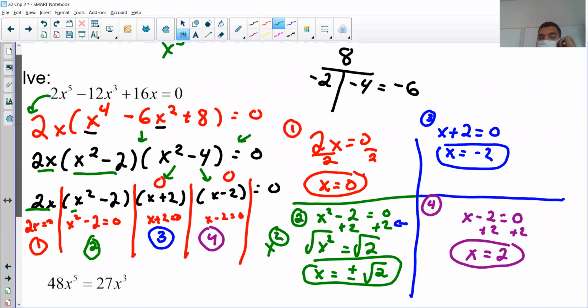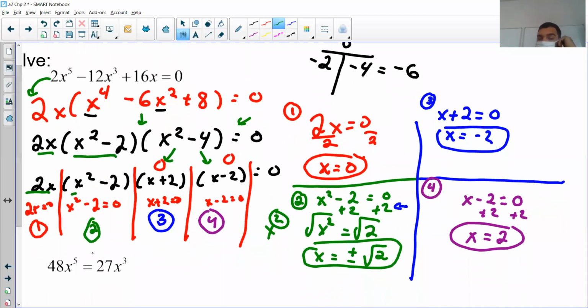Keep going. So 2x equals 0. I just see a bunch of things and I'm like, what the heck? And x plus, and then I'm still left with x squared.